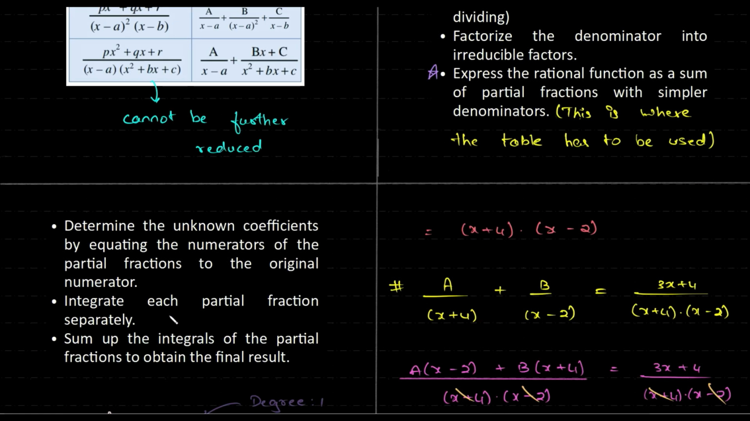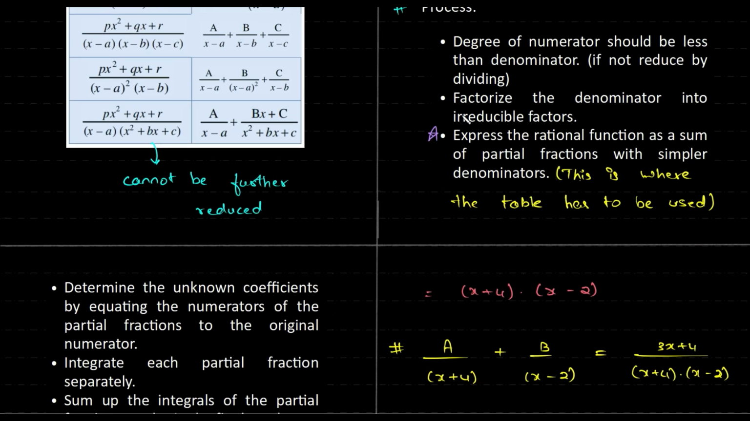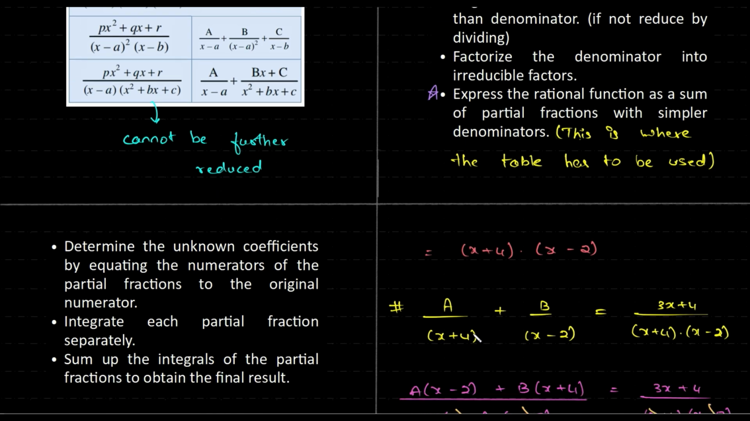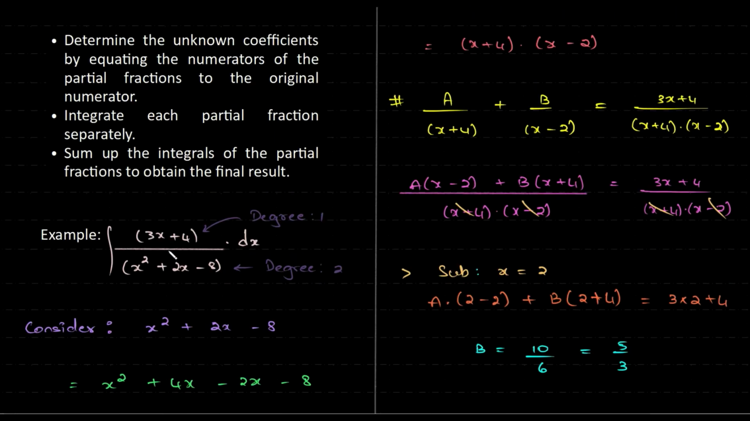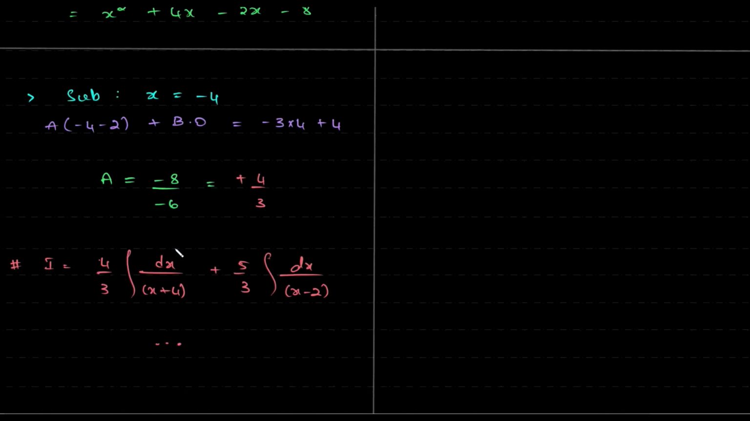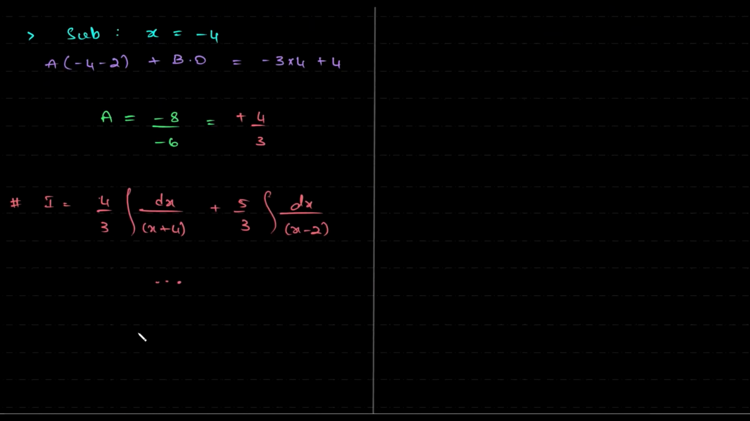Okay, so that's what we did, right? Degree, factorize, express in the simpler manner with simpler denominator. That's what we did over here, right? It became simpler. Determine the unknown coefficient. We found a and b. Integrate each partial fraction, that is to be done in the future, and add them up, right? So the entire funda was partial fractions.